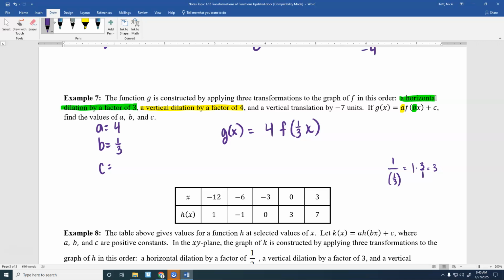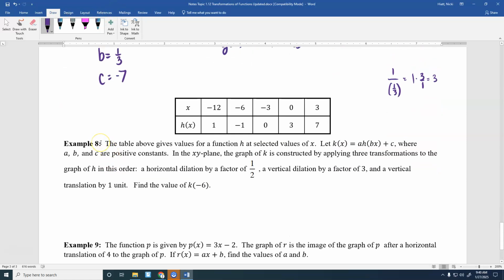And then the last part is the translation by -7 units. That's a vertical translation. That's going to be C over here on the end. So that needs to be a -7. It goes the same direction as you think it should. So C would equal -7 there.